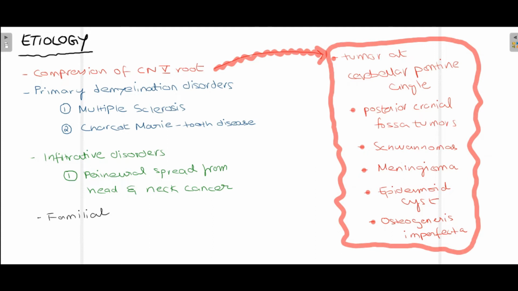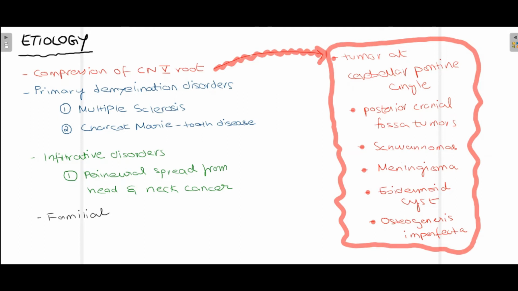Moving on, let's talk about the different etiological factors that might cause trigeminal neuralgia. Firstly, there might be some lesion that is compressing the root of the trigeminal nerve. There are different kinds of tumors that might be present, for example in the cerebellopontine angle, posterior cranial fossa tumors, schwannomas, meningiomas, and epidermoid cysts. Sometimes there are also deformities from osteogenesis imperfecta which can lead to symptoms of trigeminal neuralgia. So these are all factors which compress the root of the trigeminal nerve and can lead to trigeminal neuralgia.